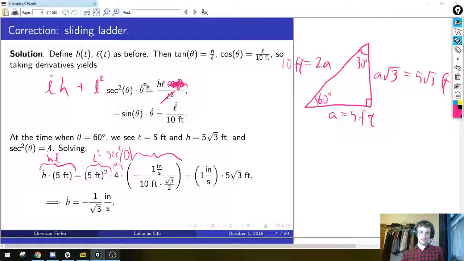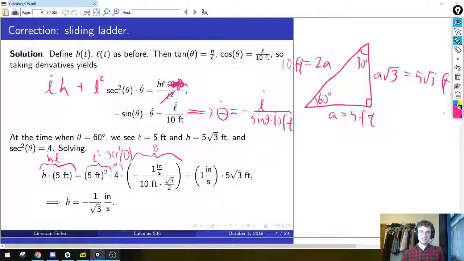And then this bit is the theta dot. So how do we get the theta dot? Well, we get the theta dot by solving the second equation for theta dot. So this means theta dot equals minus L dot over sine theta times 10 feet. So I plug that in for theta dot in the first equation. Here's the minus sign, then L dot. We're told in the problem statement that this is a time at which the bottom rung of the ladder is sliding away at the rate of 1 inch per second. So that's the L dot. This whole thing's theta dot. So L dot on the top, 10 feet. Sine theta, well, we know sine 60 is root 3 over 2. So we drop that in the denominator.